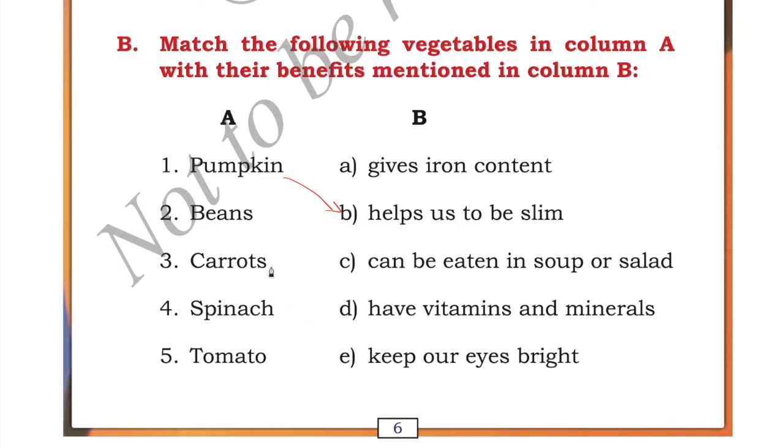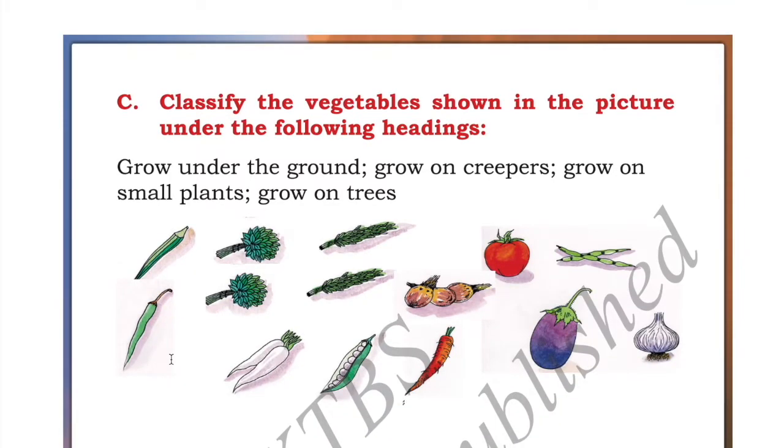So we have carrots, and we learned that carrots keeps our eyes bright. Okay, next there is spinach. And what does spinach have? Spinach gives us iron content. Good. Which of these two can be eaten in soups or salads? So tomatoes can be eaten in soups or salads, and beans have vitamins and minerals in them. That's good. Let's move on.